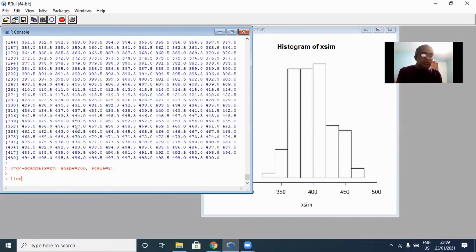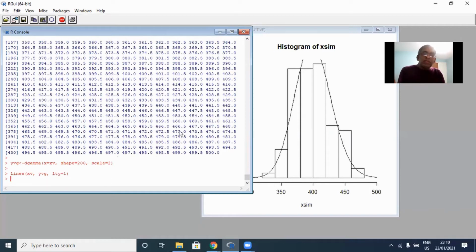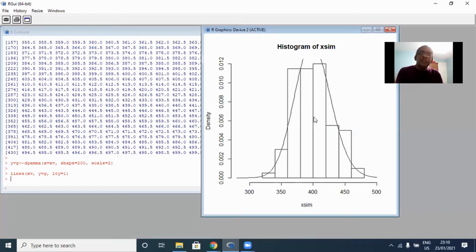And then I'm going to do a lines command of xv versus yvg with line type equal to 1. lty stands for line type. If you do that, this is what you get. As you can see, the fitted gamma PDF fits the histogram pretty well. That's what you would expect anyway, because if you simulated something from a gamma distribution, you would expect the PDF to fit the histogram well. And that's what you see here.